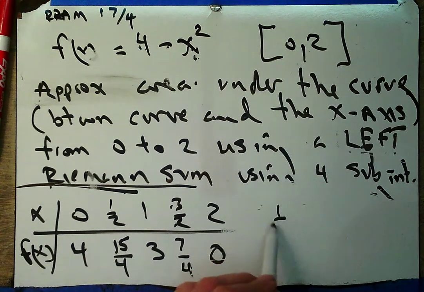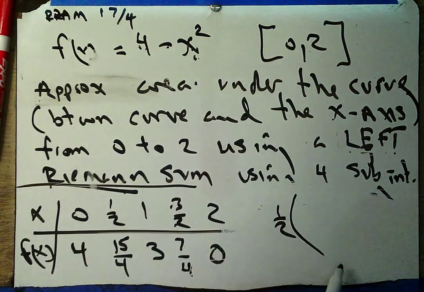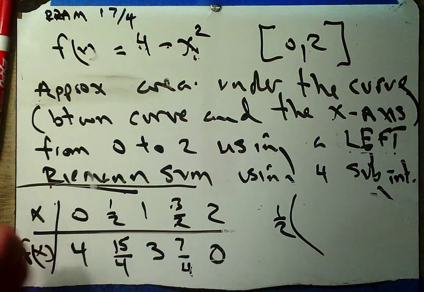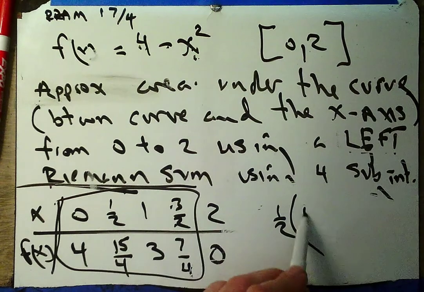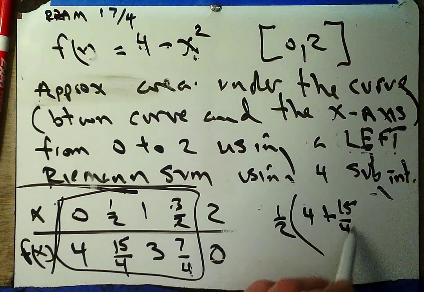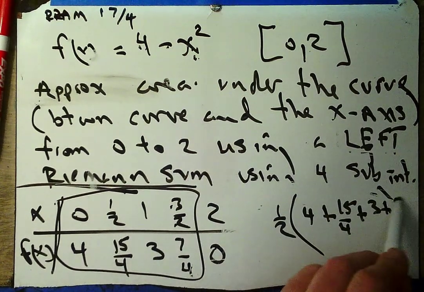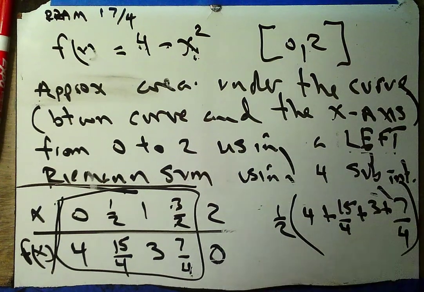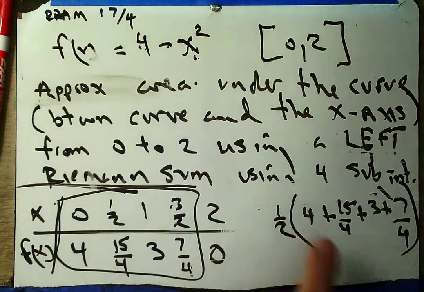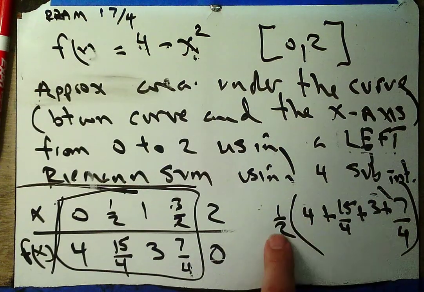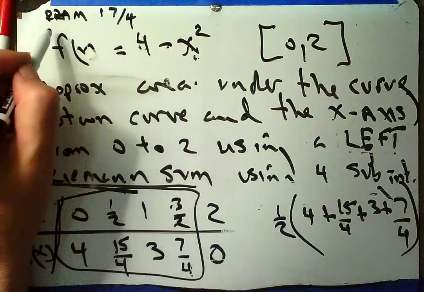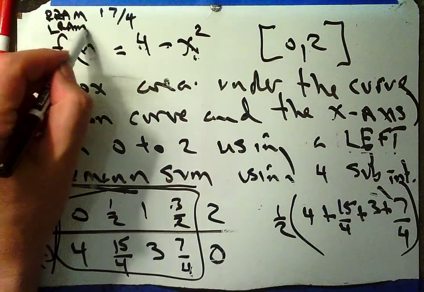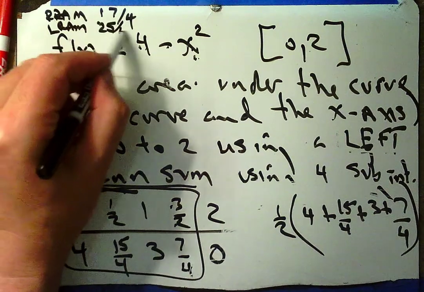Hey, welcome back. So my subinterval width is still 1/2, but now I'm using the left side, so I'm using these values and not that one. So I've got 4 plus 15/4 plus 3 plus 7/4. Now, these numbers, by the way, when I added them last time, I got that. Well, now I'm just adding 4 halves, or 2, or 8/4 to that. And so L4, I would expect to be 25/4.